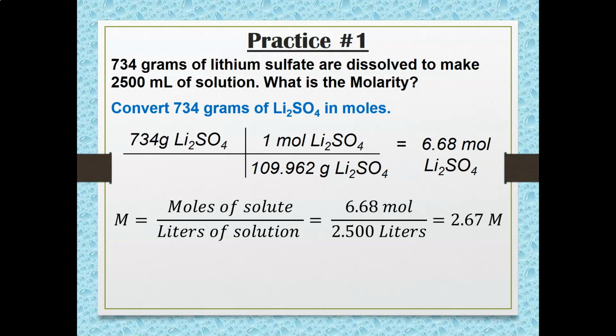You could leave it moles per liter, mol over L, that's fine, but we often use a capital M. Make sure that you do use a capital M. A lowercase m is something different. It's called molality with an L instead of an R. And we're not going to cover that in this class, but in AP Chem that gets used a bunch. So do make sure that you're careful with your capitalization.